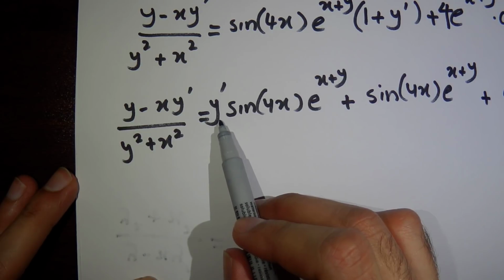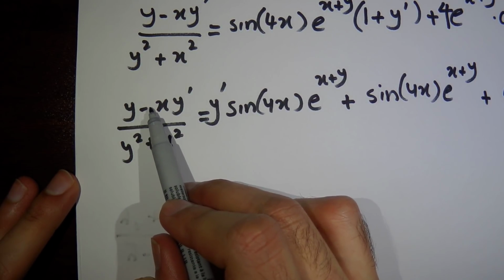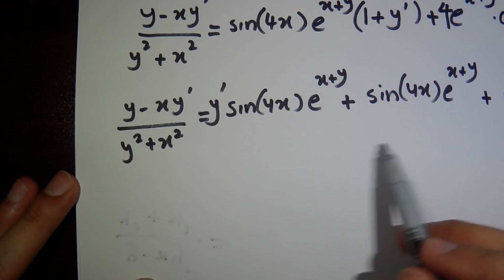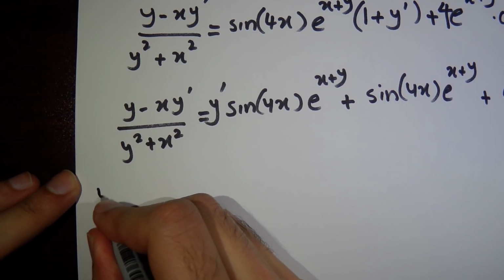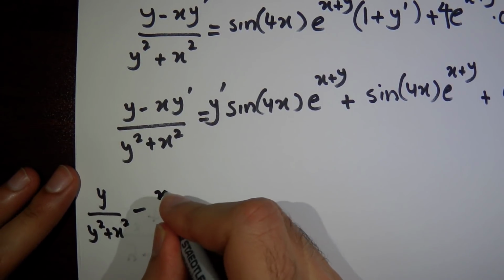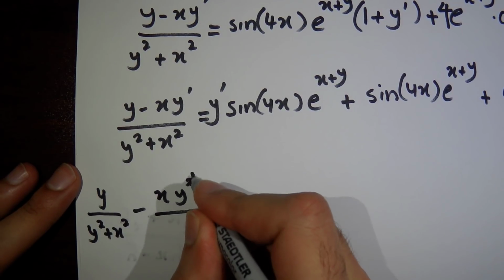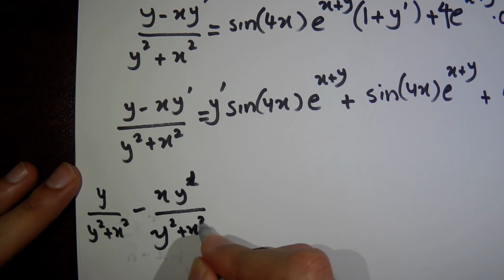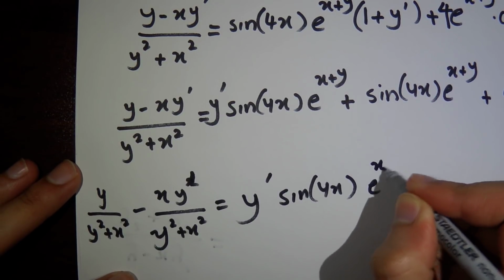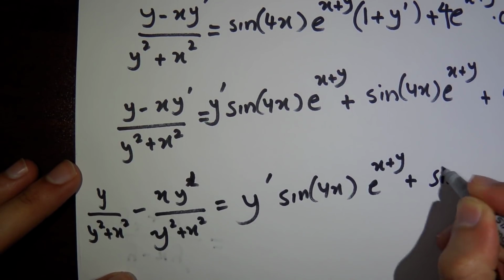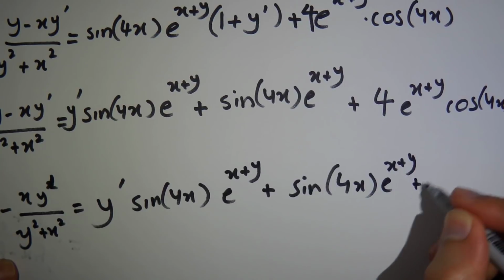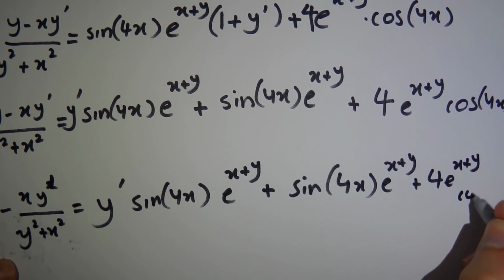Now, I can split this into two different fractions. One would include the y prime, and one would not. So I can take the part which doesn't on this side, and the y prime on that side. So I have y over y squared plus x squared, I'll show you exactly what I mean, minus xy prime over y squared plus x squared equal to the rest as it is for now. It's beautiful how we're nearing our final conclusion, step by step. That's all the math's about. e to the x plus y added to 4e to the x plus y multiplied by cosine of 4x.